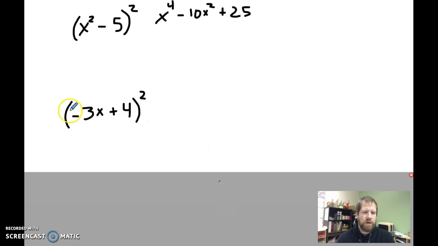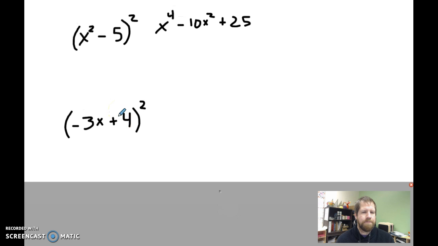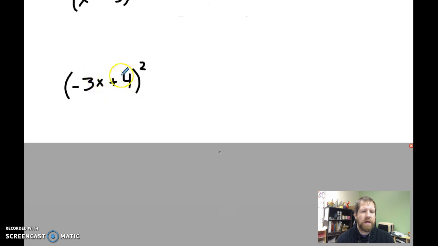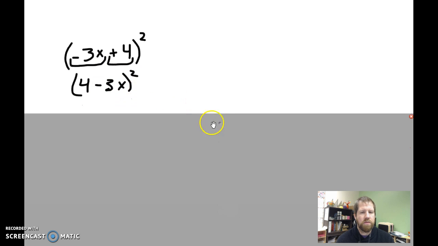Okay, so for this one, we've got things switched around a little bit, and it doesn't really matter which way we do this, whether we have a negative sign on our first term or a negative sign on our second term, but it is something that we can fix pretty easily. Inside of these parentheses, we can move stuff around as much as we want, as long as we keep the sign with the term it's on. So I can change this and say this is 4 minus 3x squared. Okay, same thing. I'll get the same result.